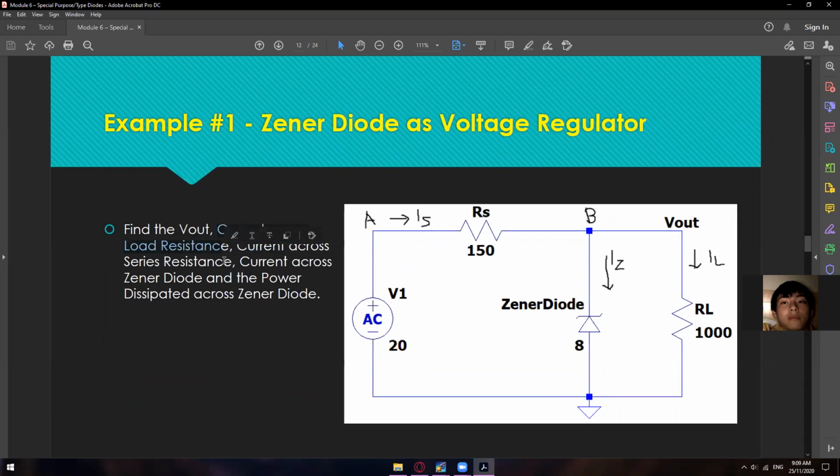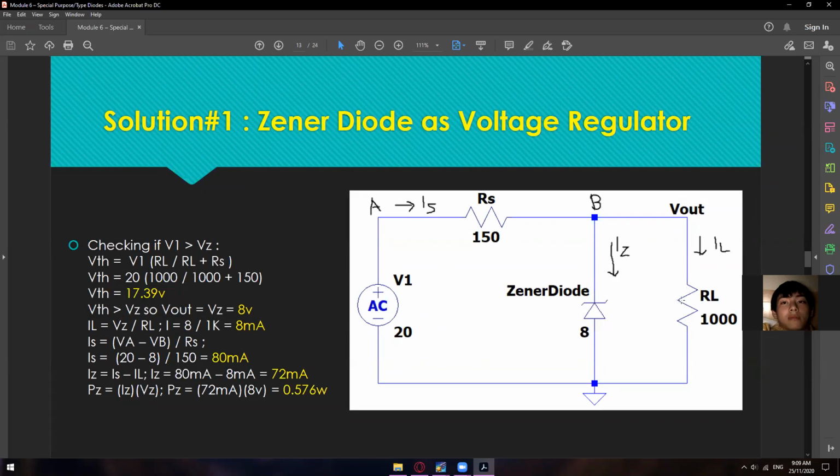Next one is the current across the load resistance. The formula for this one is VZ divided by RL, or initially this one is VL divided by RL. But then again, whatever is the voltage across here in your VL is equal to your VZ, because that is where our voltage drop is coming from. So we could say that VZ divided by RL, wherein VZ is 8 volts and RL is 1 kiloohm. Just put that in your calculator, then you will get 8 milliamps.